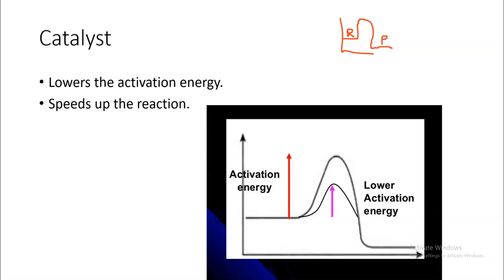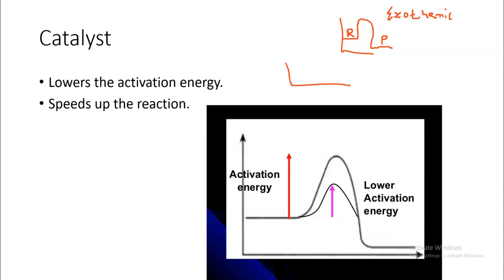So always remember, the graph that looks like this, where you've got the reactant higher than the product, we call exothermic. So this graph represents the exothermic reaction. Exothermic. There we are.